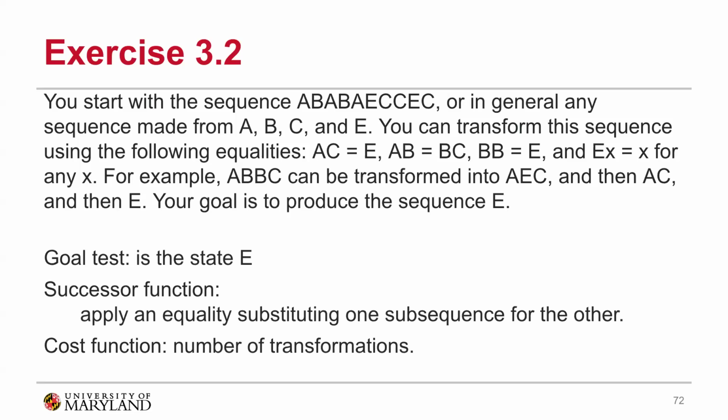The successor function means that you apply those equalities to your current string for the next iteration, and the cost function would be the number of transformations. This could be solved by dynamic programming or a greedy algorithm, but it is NP hard.